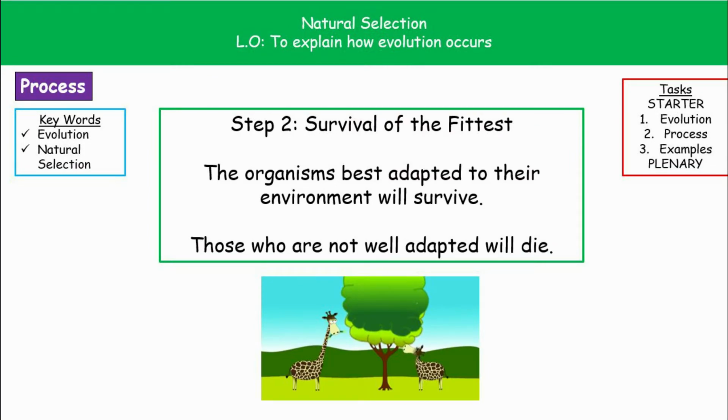Step 2 is known as survival of the fittest. So what we mean by this is that in any given environment, if we've got variation within our species, some are going to be better adapted to survive than others. And those organisms that are best adapted to their environment will survive longer. Those who aren't well adapted, well, it's going to be death for them, sadly. So what we see with survival of the fittest, the best adapted organisms survive, the not well adapted will die.